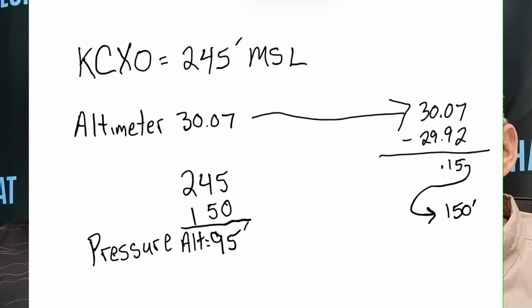So let's say today we'll use Conroe, Texas. That's our local airport. 240 feet is the airport elevation, real close to that 250, right? So 245, let's say the altimeter today is 30.07. The difference between 29.92 and 30.07 is 0.15. That equates to 150 feet. So I take 245, I subtract 150, I get a pressure altitude of 95 feet. Okay, so our pressure altitude is 95 feet.